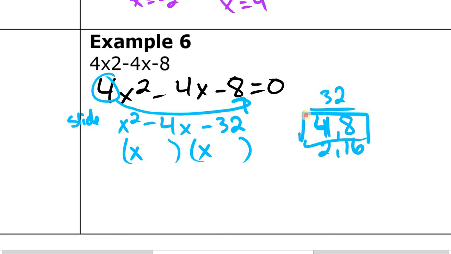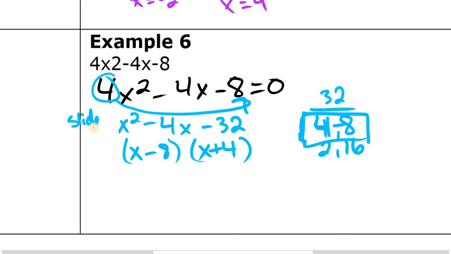We know that that's going to be the pair we want. Since it's negative, one of them has to be negative, and since when we add it, we have -4 left over, we know the bigger number, -8, needs to be the negative one. -8 and 4. So we factored it the way we should.